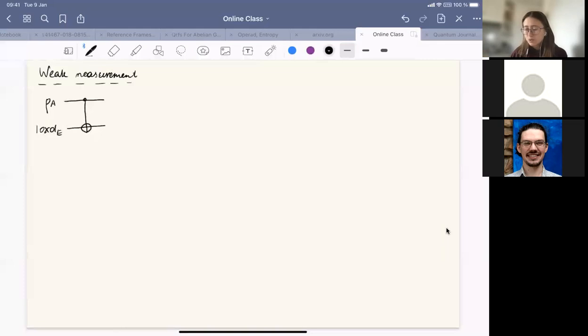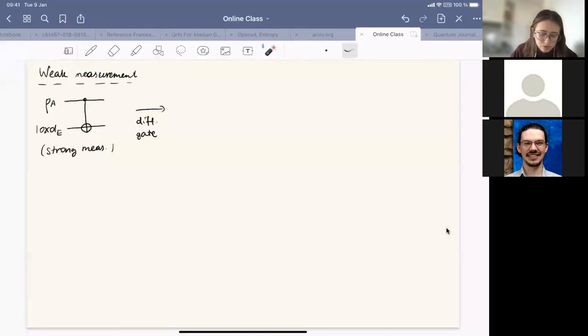I will talk about Kraus operators a bit later. In a moment, now we would consider a different gate, which would make the measurement less strong, so to say. So it would make a measurement weaker. So the coupling between the two systems, A and E, would be weaker, which is that instead of the controlled NOT gate, which is a controlled X gate, we perform a controlled rotation.